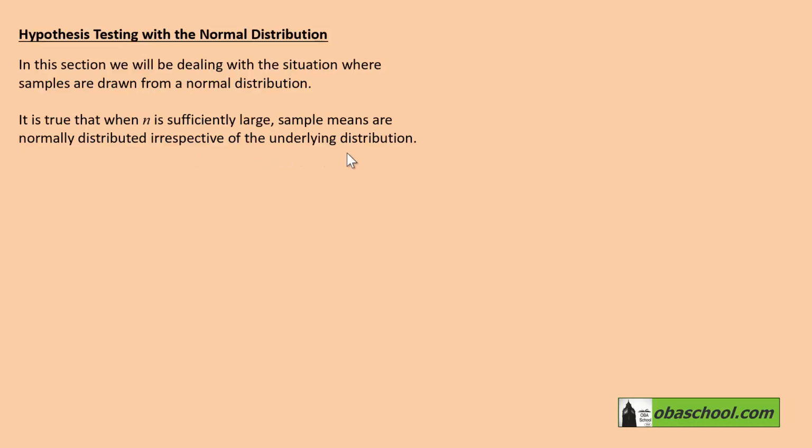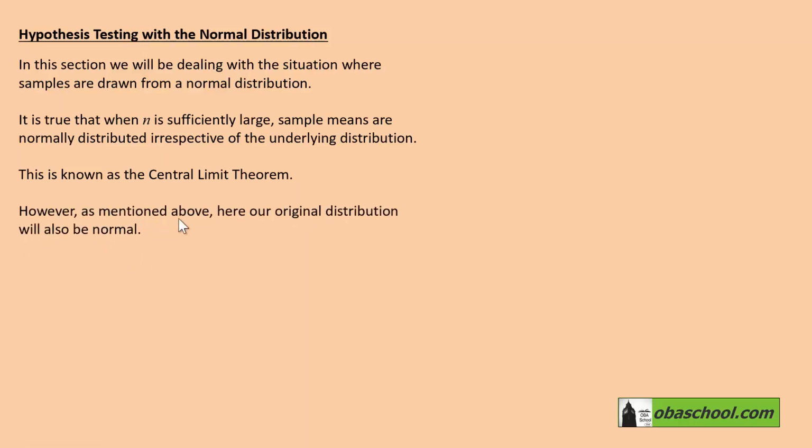So what I mean by that is that we can take samples from a binomial or an exponential distribution, and if we just look at the distribution of the means of the samples, they are normally distributed. This is known as the central limit theorem. However, as mentioned above, here our original distribution will also be normal.